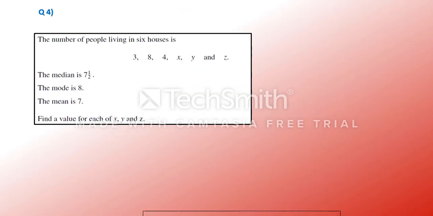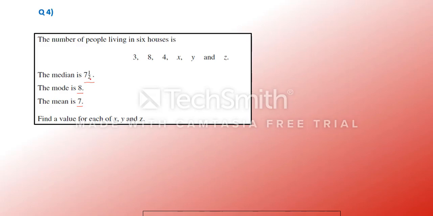Proceeding further, let's look at another example. The number of people living in 6 houses is 3, 8, 4, X, Y and Z, and the median is 7.5, the mode is 8 and the mean is 7. We need to find out the values of the 3 variables X, Y and Z. So let us start with the first piece of information. We know that the median is 7.5.